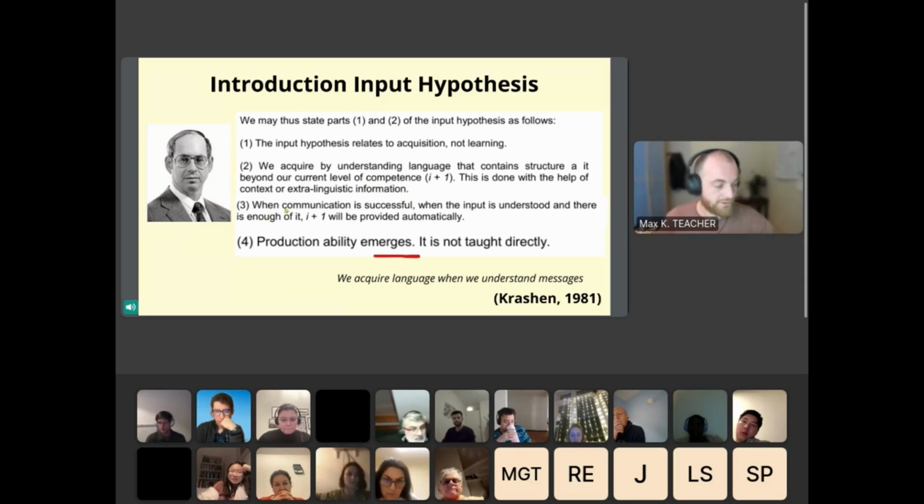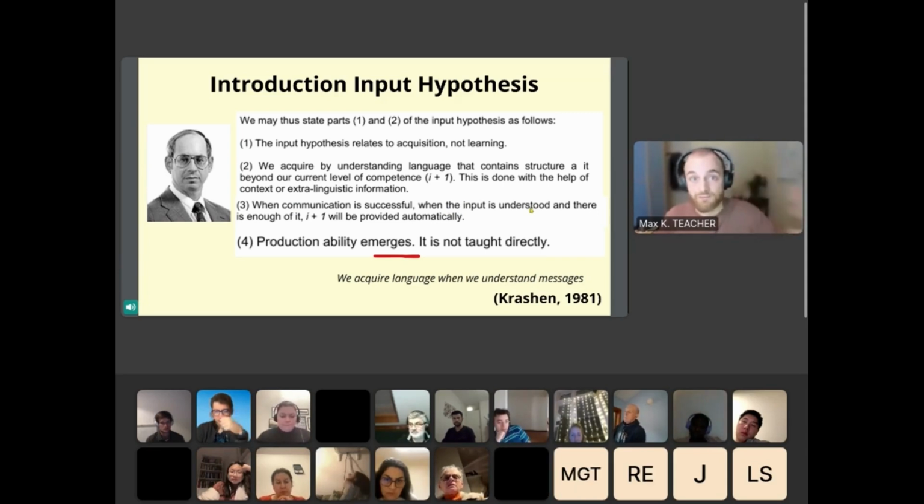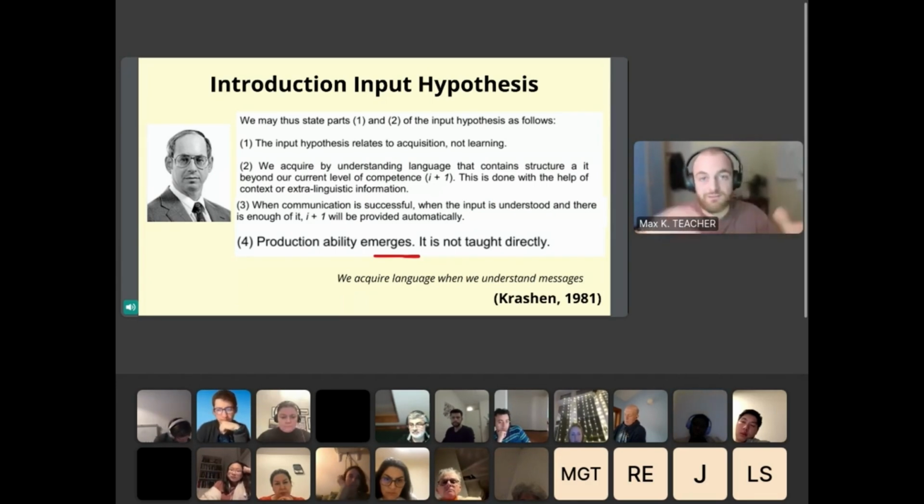And then 3, when communication is successful, so if that works, you understand this extra structure, when the input is understood and there is enough of it, not once, but maybe twice, thrice, then it will be provided automatically. So for example, you're reading a text, there are 2 new words, but you understand the text anyway, so you can infer the meaning of those words. Then you've learned some words through input and context.